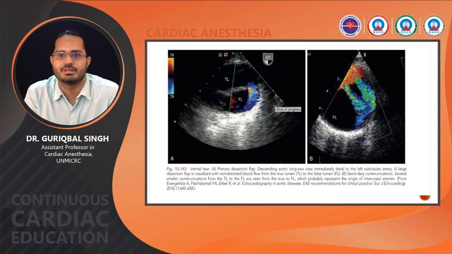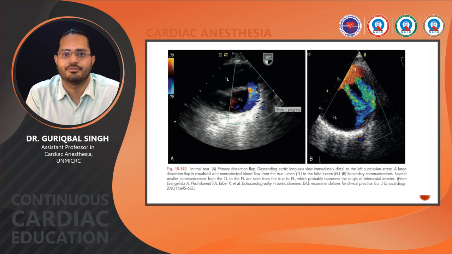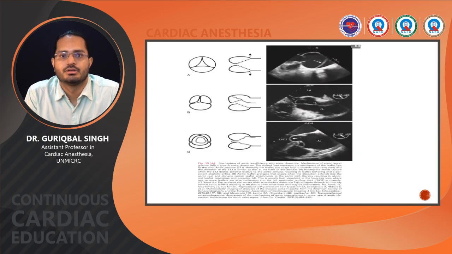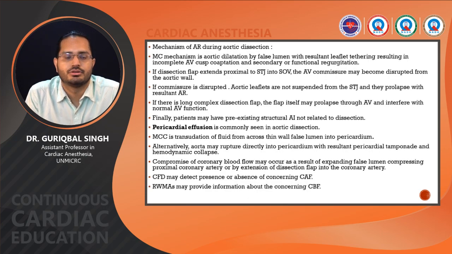The blood flow we can see going from true lumen into the false lumen. In the figure A and B, there are very small communications from true lumen to false lumen. So this is where dissection flap is going in, but in the C figure it is going into the LVOT. So we must identify mechanism of AR.